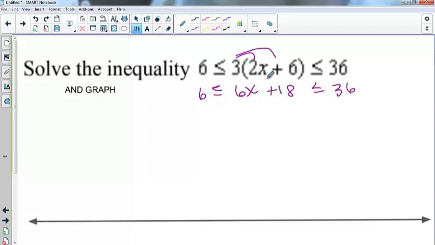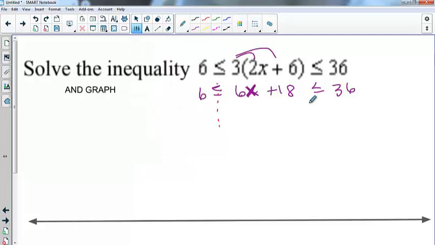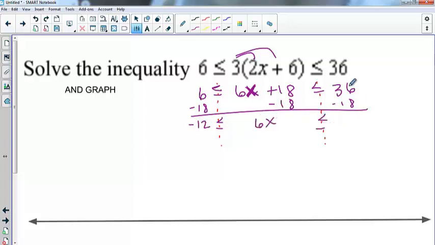Now what? My goal is to get this x plus 3 by itself. Minus 18 on all sides. So I'm going to start moving things across these inequality signs, and I'll show myself these little dashed lines as a visual reminder of where I'm moving things. I want to move this 18, minus 18 on every side. So 6 minus 18 is negative 12, which is less than or equal to 6x, which is less than or equal to 18. Okay, now what?